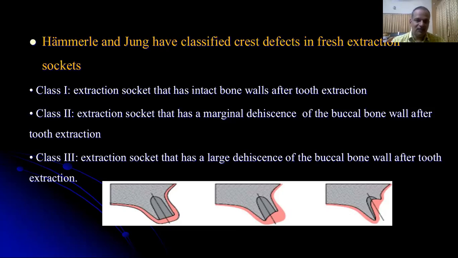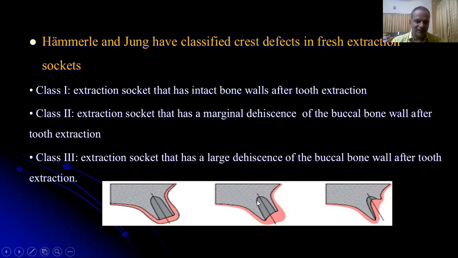And after taking out the roots, the socket should be completely debrided of soft tissues. Any remaining soft tissue or any infected parts should be completely removed, and it should be thoroughly irrigated with saline. And then the socket walls should be examined. If the socket walls are intact, that is in class 1 and class 2 defects, immediate implant placement or a delayed implant placement can be done.